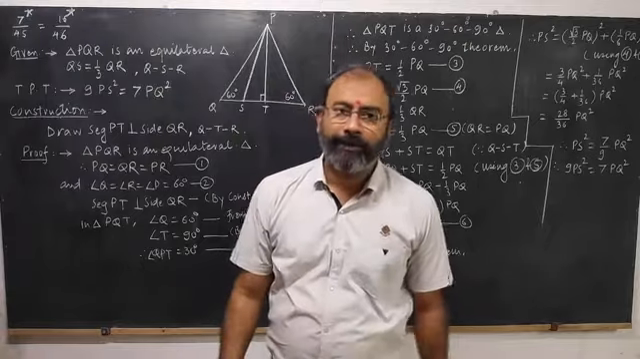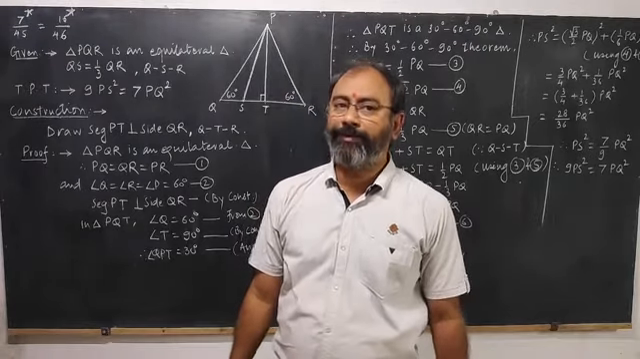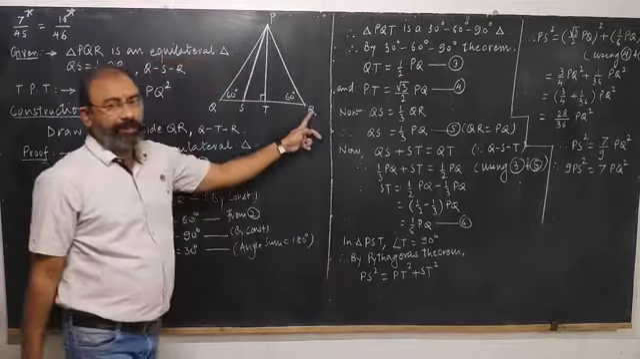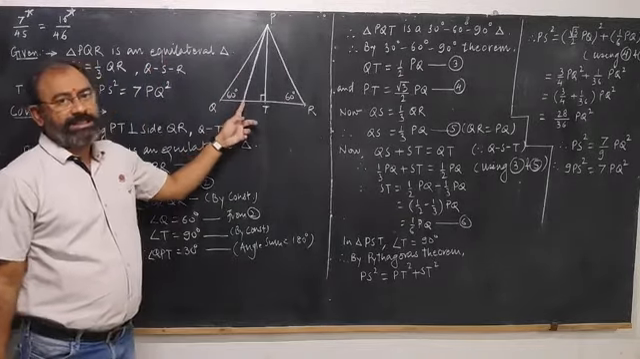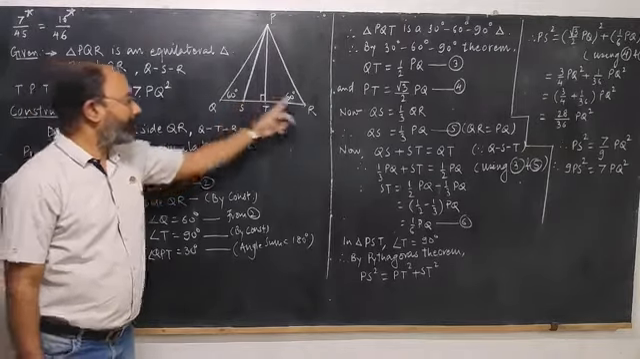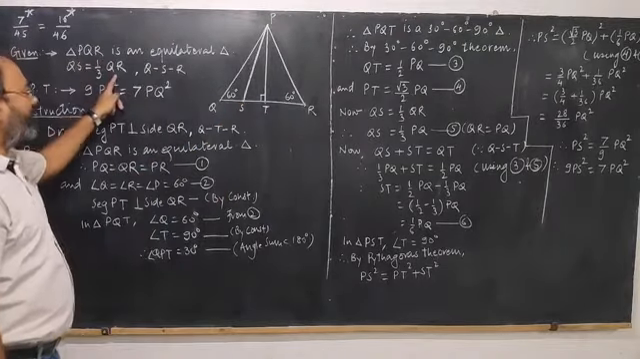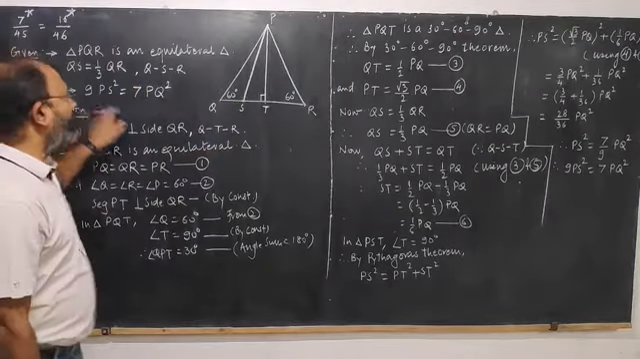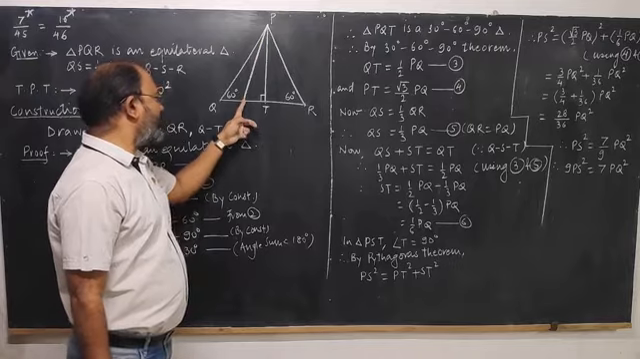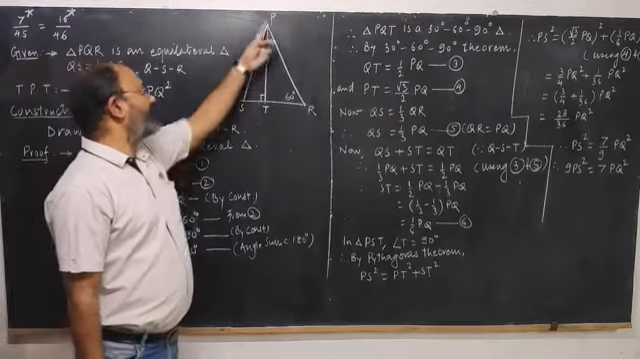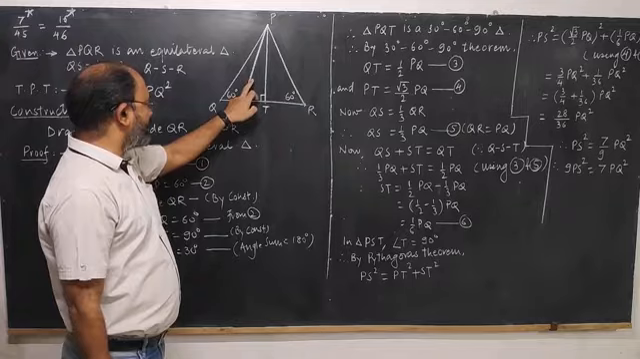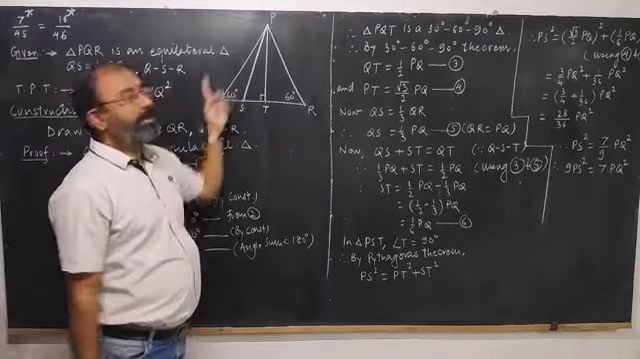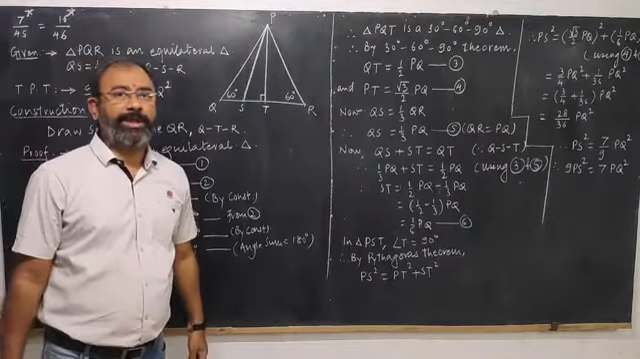I am going to solve the 16th problem for you, in which it is given that triangle PQR is an equilateral triangle. QS is 1/3 of QR. S lies between Q and R. We want to prove that 9 times PS square is equal to 7 times PQ square. That means you have to establish a relation between these two segments, PS and PQ. Let us see how we can do it.